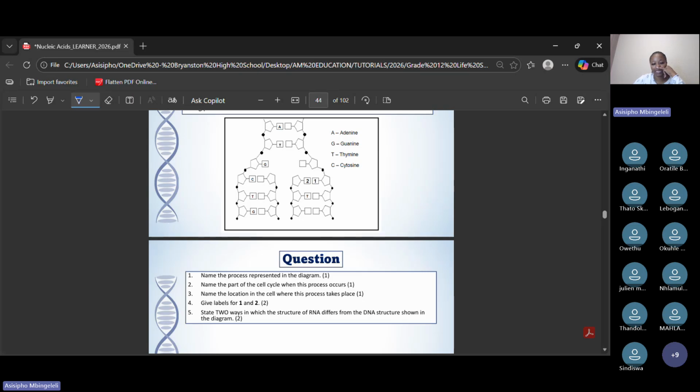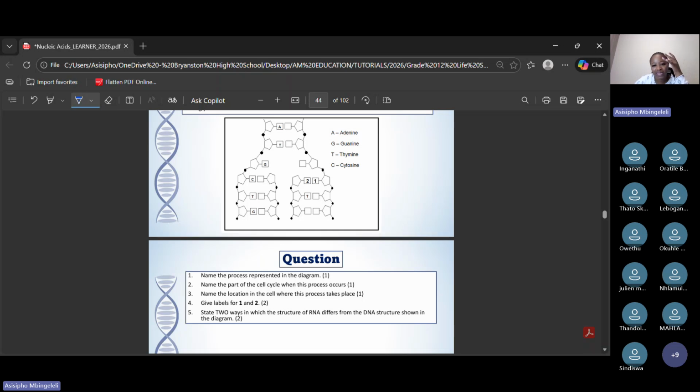Name the process represented in the diagram above. Can I see your hands? Hands up, hands up. DNA replication. Thank you. DNA replication.